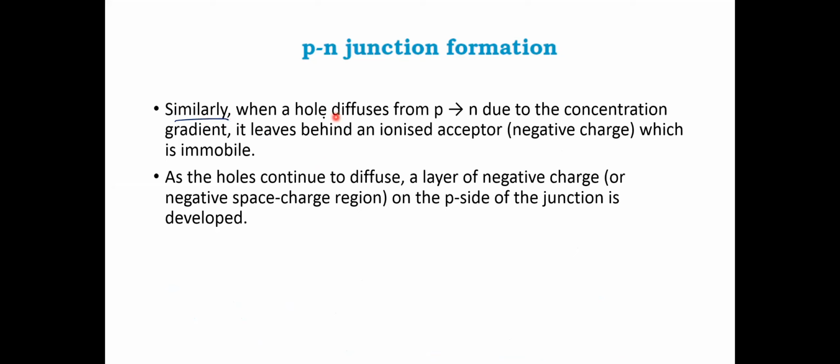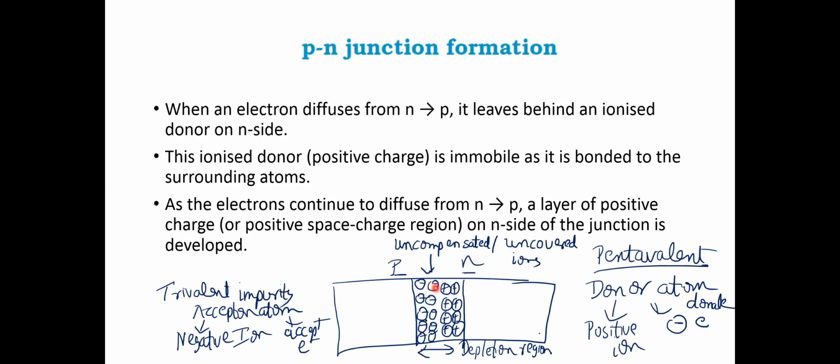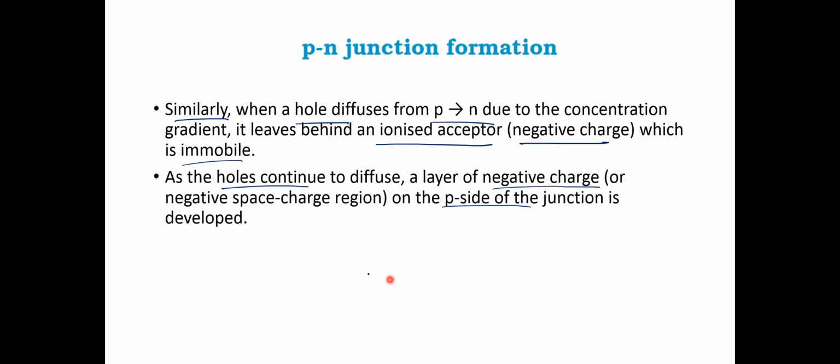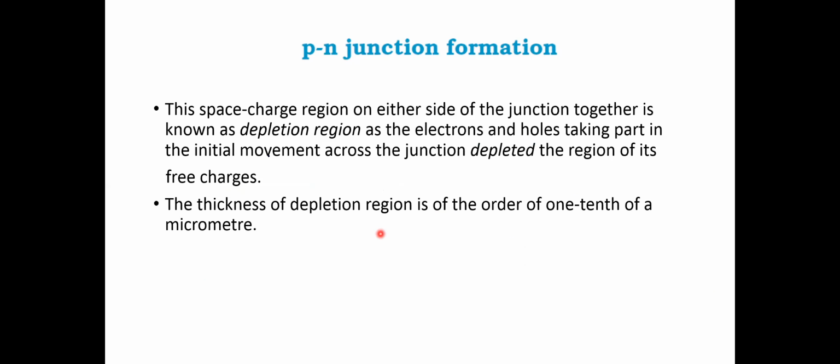So similarly, we say that holes diffuse from the P to the N junction, and each is going to leave behind an ionized acceptor, which is immobile. Whatever I've spoken, it's all in written format here. And similarly, as the holes continue to diffuse, there is going to be a layer of negative charge left on the P side, which I had shown here. The layer of negative charges is going to be left out here. Okay, so the same thing I've explained here.